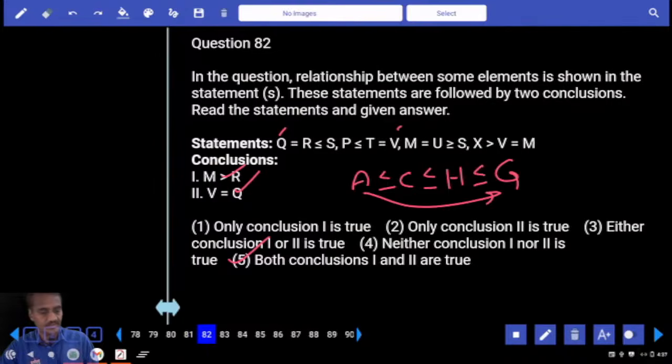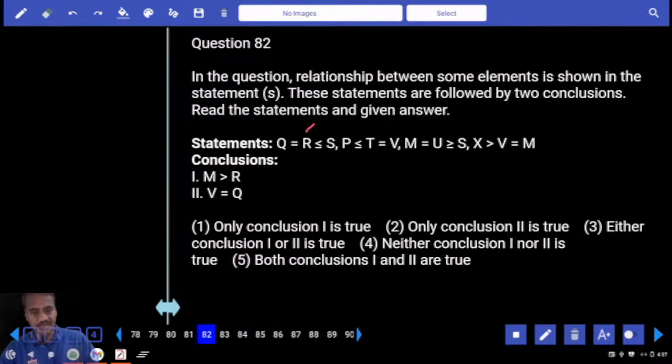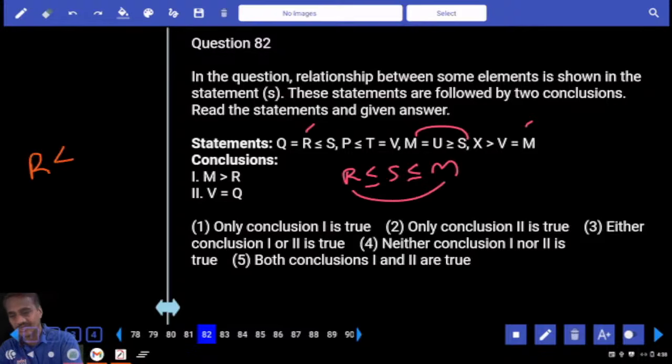Then 82, the relation between M and R. R is here, M is here. Which element is common here? Now, M and R are lesser than or equals to what? Yes. And M greater than or equals to S means S lesser than or equals to M. R is either lesser or equals to M. M is either greater or equals to R.